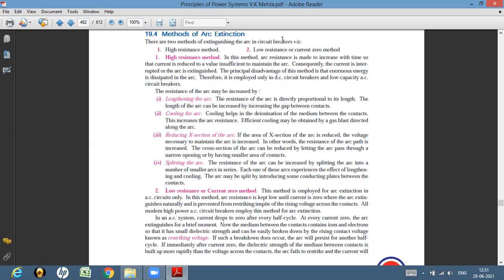Now the medium between the contacts contains ions and electrons, so it has a small dielectric strength and can be easily broken down by the rising contact voltage, known as the restriking voltage. That means whenever there is a current zero, in an AC wave, at every half cycle the current remains zero, and after that the current starts increasing again, because in case of an AC, the current as well as the voltage vary in a sinusoidal way. So the moment when the current becomes zero is the best moment to extinguish the arc.